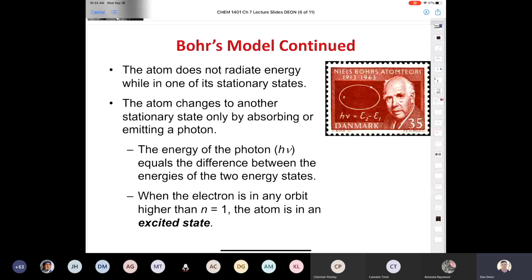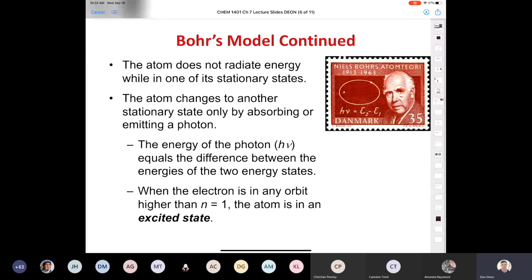Now it says here, the atom does not radiate energy while it's in one of its stationary states. And the book goes into a little bit of detail about this. I'm not going to go into it right now, but a student asked me a question about this last class. She or he said, why doesn't the electron just cave into the nucleus? Well, the book talks about that a little bit. It says here, the atom changes to another stationary state by absorbing or emitting a photon.